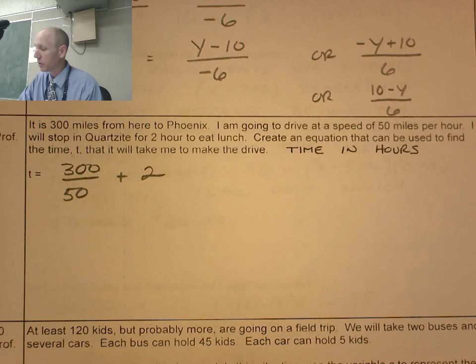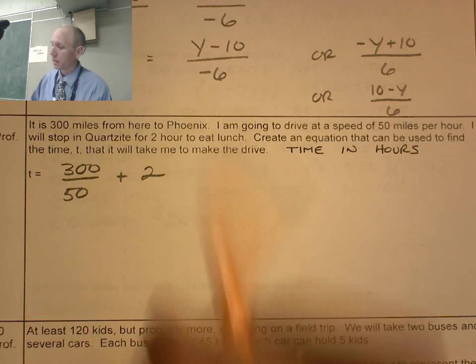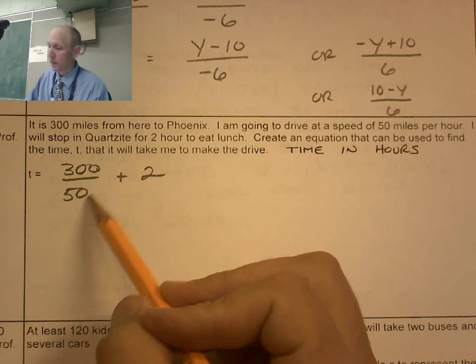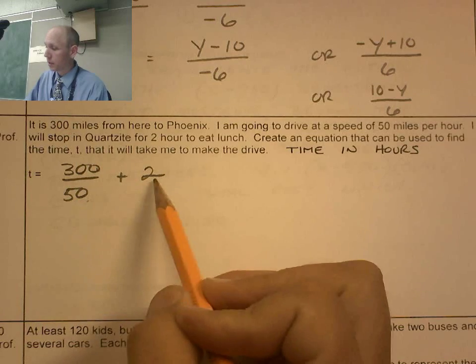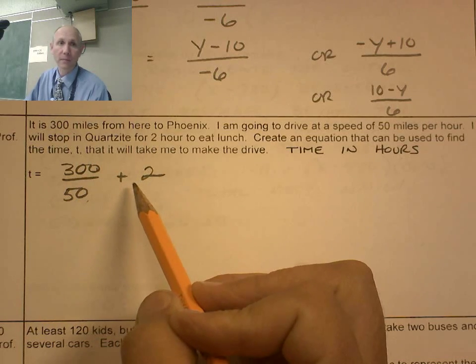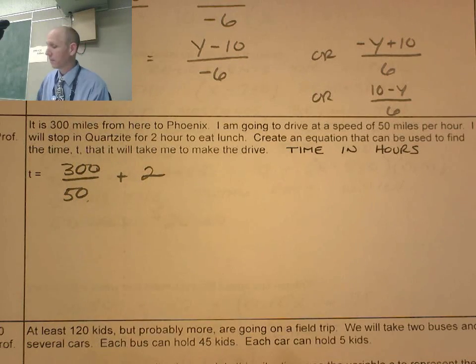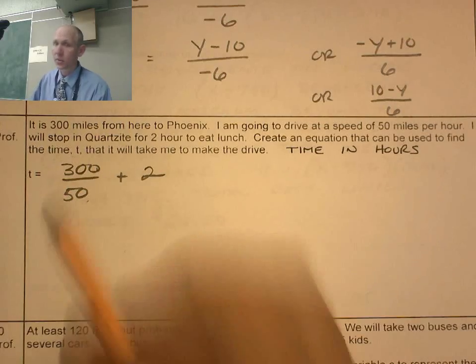Create an equation that can be used to find the time t that it will take me to make the drive. So if I do 300 miles divided by 50 miles an hour, that means it's going to take me 6 hours just driving, plus the 2 hours I stop in Quartzsite to eat lunch and to look at rocks. It would give me my total. That's an equation. The solution to that equation is 8 hours, but this is the equation I'm looking for.